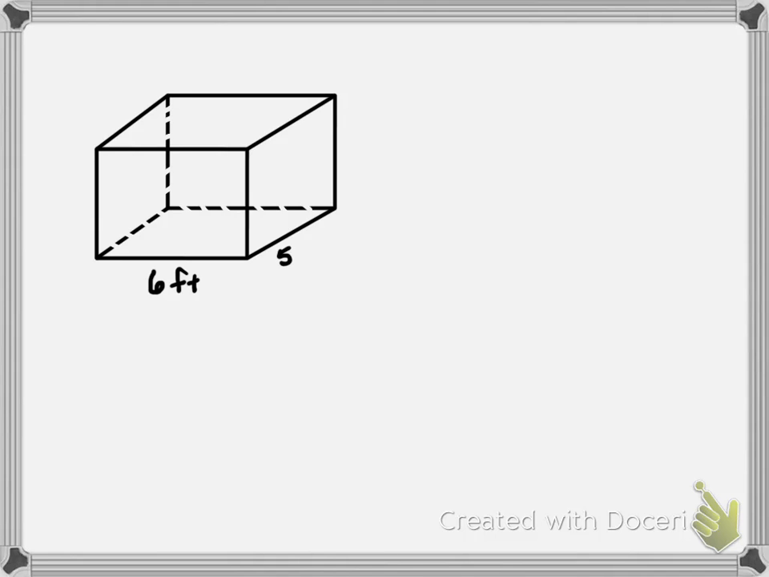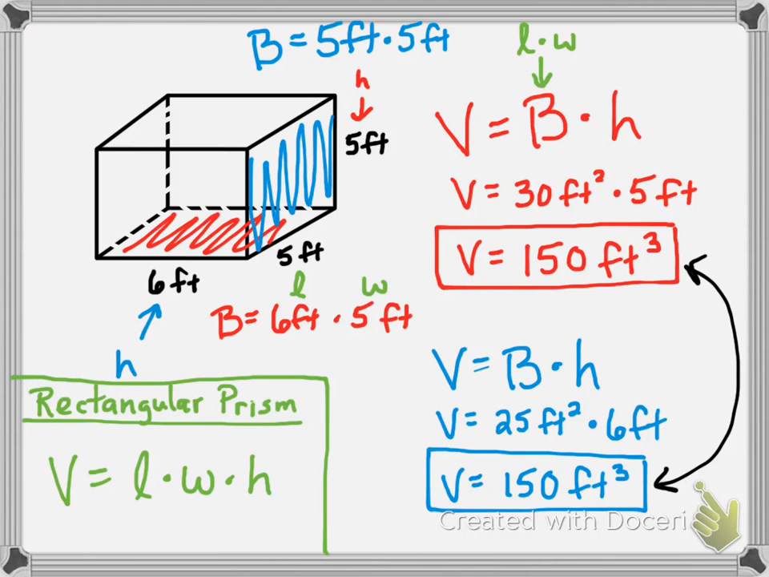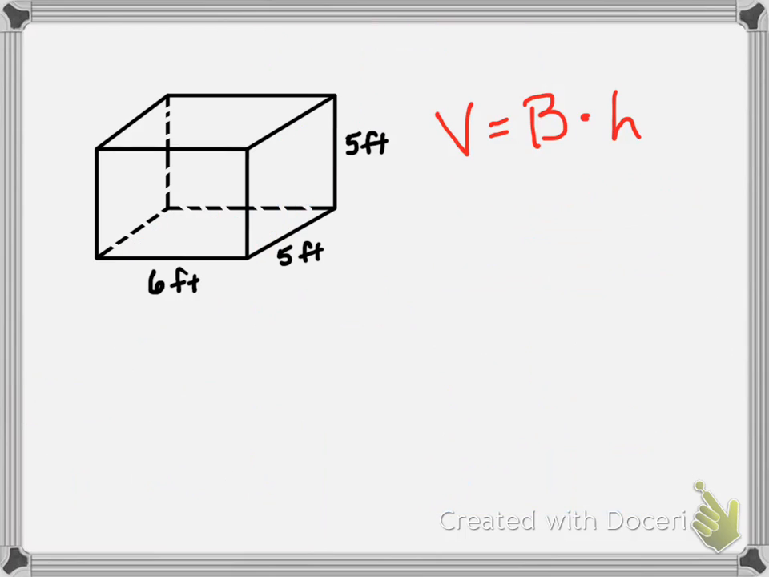All right, so this rectangular prism is 6 feet across, 5 feet deep, and 5 feet tall. So we need to find the volume. Well, the volume is the area of the base times the height. So first, we need to find the area of the base.